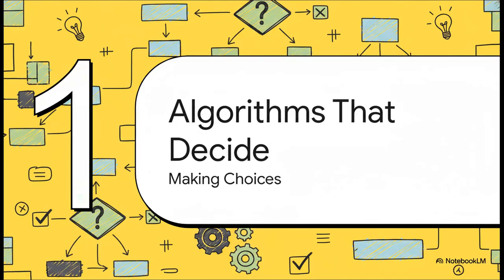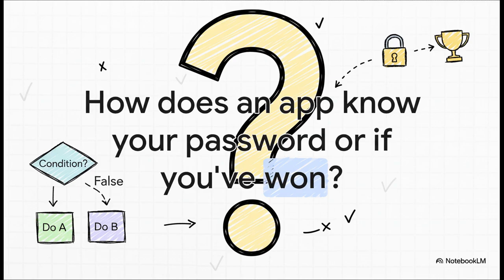You see, for an algorithm to be useful, it can't just be a straight line of commands, one after the other. That's just not how the world works. It needs to be able to react, to adapt. And when it gets to a fork in the road, it needs a way to figure out which path to take. I mean, really think about it for a second. When you type your password into an app, the software is doing something. It's asking a very specific question. Does the text you just typed in match the text we have saved? And the answer to that question, a simple yes or no, a true or false, determines everything that happens next. That, right there, is decision-making in action.